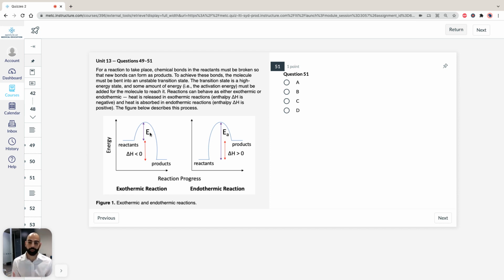If we look at these energy diagrams, reactions can either be exothermic or endothermic. Exothermic reactions release heat. Through enthalpy, the internal energy of a system, exothermic reactions have enthalpies less than zero because they're losing internal energy. For endothermic reactions, we're adding energy to the system, so the enthalpy is greater than zero.